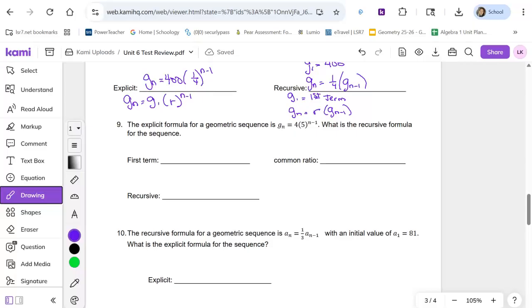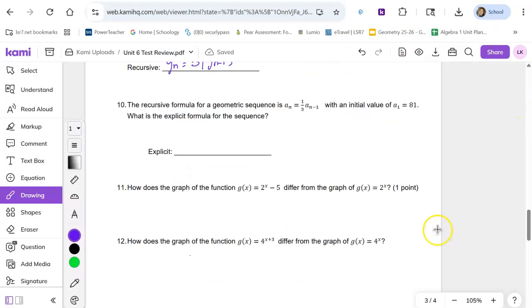Now, the explicit formula for a geometric sequence is G sub n equals 4 times 5 to the n minus 1 power. What is the recursive formula? First we just have to label these things. First term is 4. Common ratio is 5. And then the recursive, I'd have G sub 1 equals 4, G sub n equals 5 times G sub n minus 1.